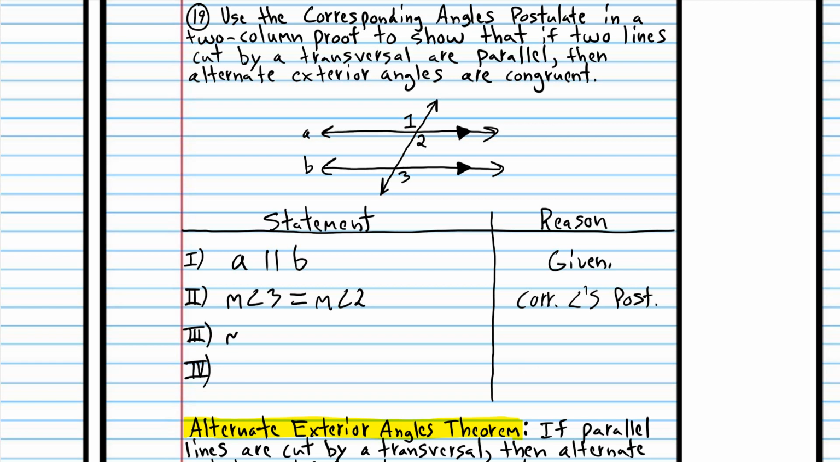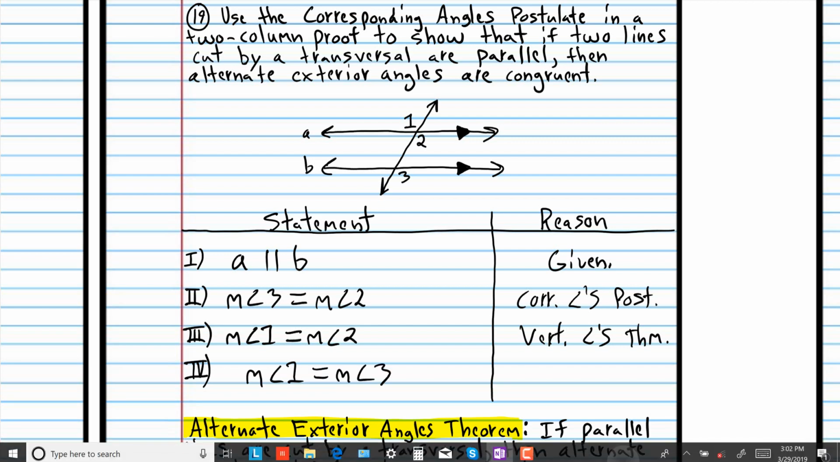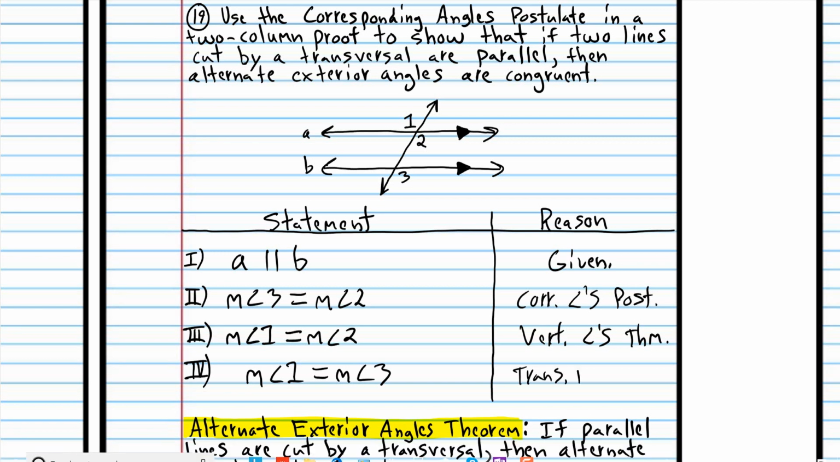Now, I also know that the measure of angle 1 is equal to the measure of angle 2, and that is the vertical angles theorem, because these are right across from each other. They must be congruent. And you can probably see where I'm going with this. If angle 3 and angle 1 are both equal to the same angle, that means they must be equal to each other. So the measure of angle 1 is equal to the measure of angle 3, and that is the transitive property of equality.